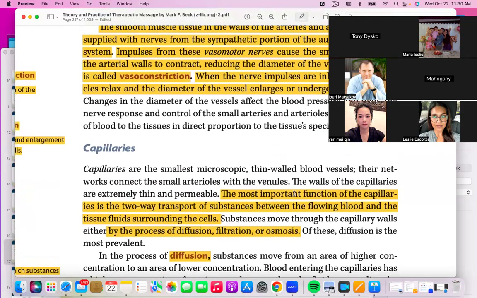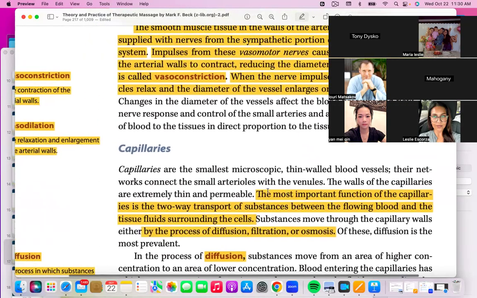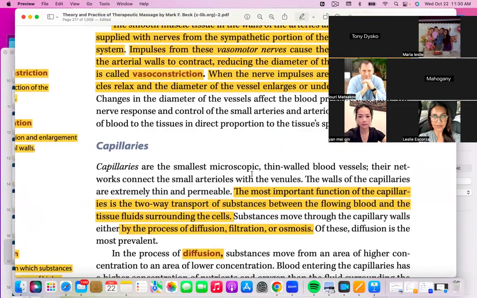Now, capillaries are not like venules and arteries and veins. They're a little simpler, smaller, they're microscopic, and they have a thin wall and a net of arteries and venules. And these capillaries are permeable, meaning they allow things to go through them. And the most important function of the capillaries is the two-way transport of substances. We talked before that one of the jobs of the membrane is to allow things to flow in and out of the cell or of the tissue.